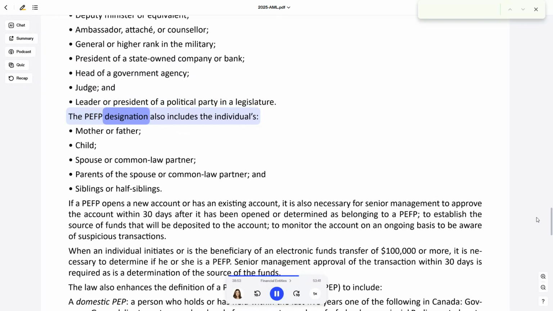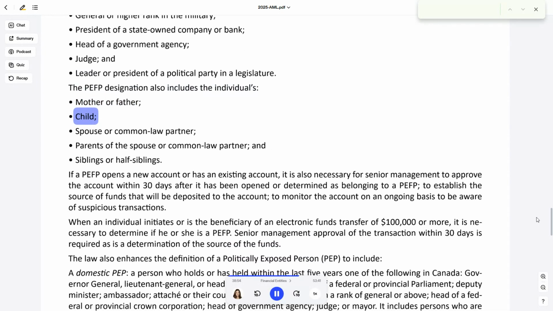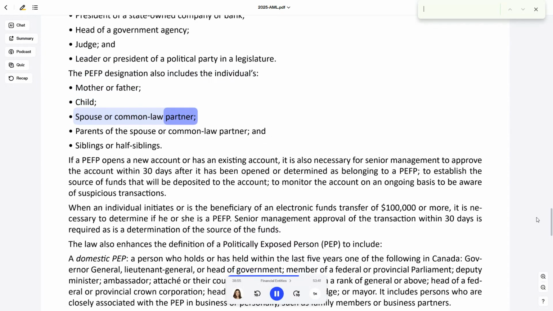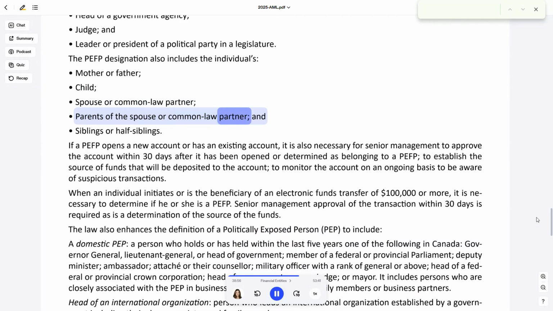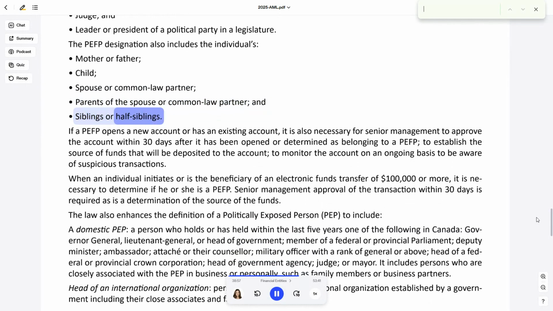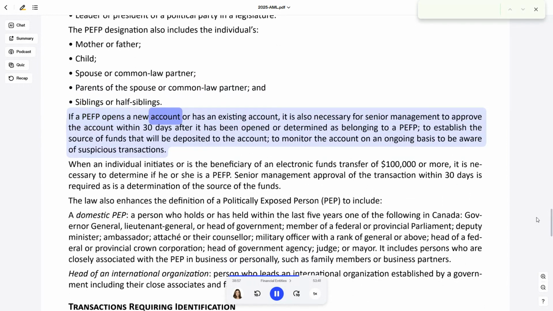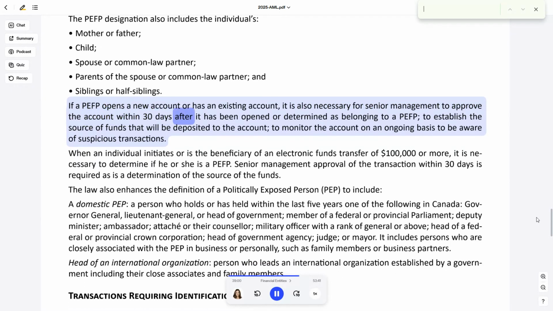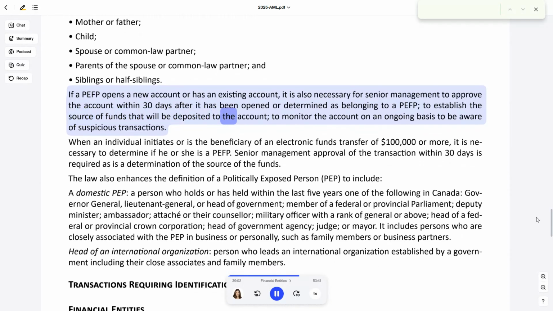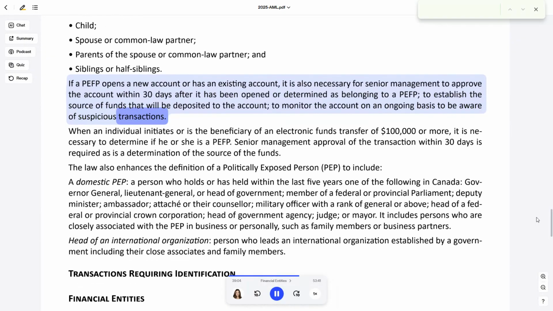The PEFP designation also includes the individual's mother or father, child, spouse or common law partner, parents of the spouse or common law partner, and siblings or half-siblings. If a PEFP opens a new account or has an existing account, it is also necessary for senior management to approve the account within 30 days after it has been opened or determined as belonging to a PEFP, to establish the source of funds that will be deposited to the account, and to monitor the account on an ongoing basis, to be aware of suspicious transactions.